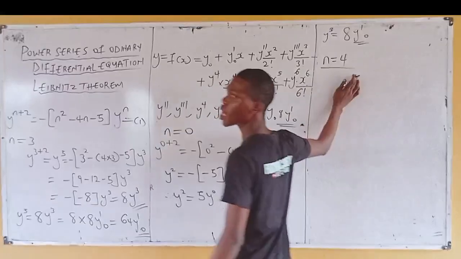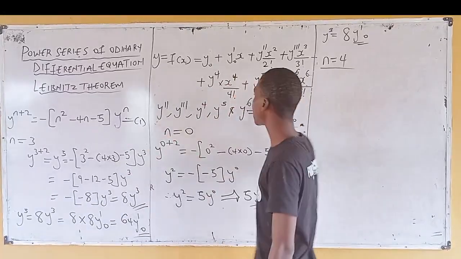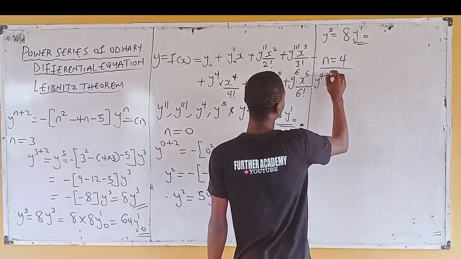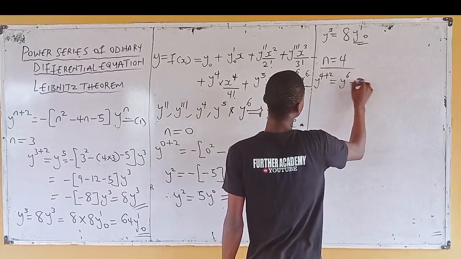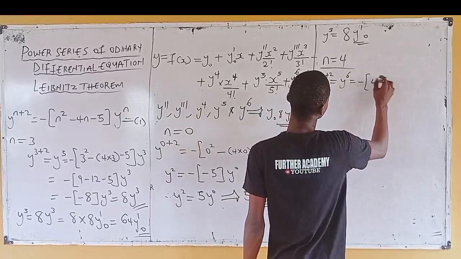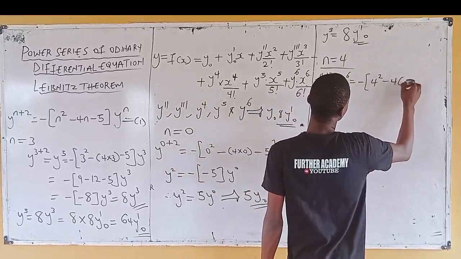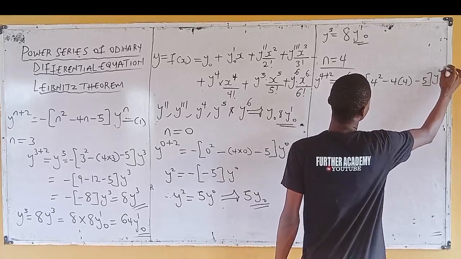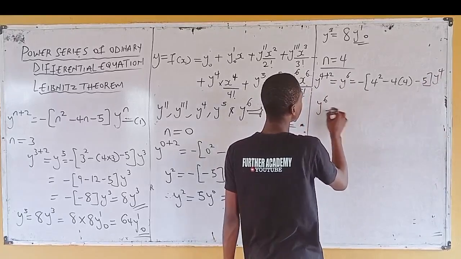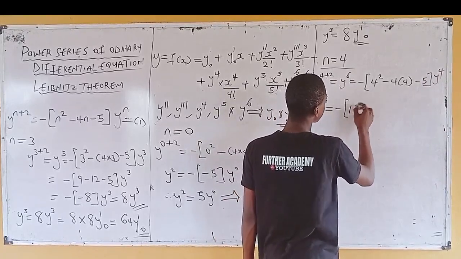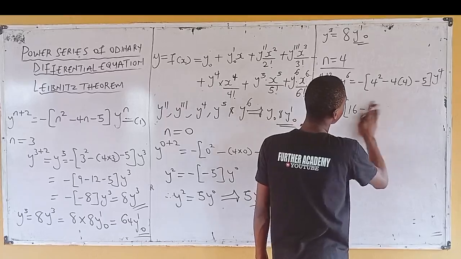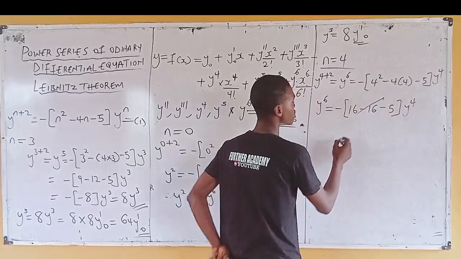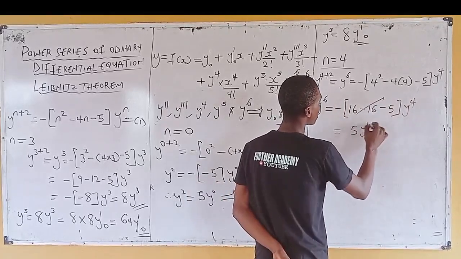Moving on, when n equals 4, anywhere you see n in your recurrence relation, substitute it as 4. So you have y to the power of 4 plus 2, which is y to the power of 6, equals negative into bracket 4 to the power of 2 minus 4 into bracket 4 minus 5, multiplying y to the power of 4. This becomes y to the power of 6 equals negative into bracket 16 minus 16 minus 5 multiplying y to the power of 4. This cancels out. I'm left with 5y to the power of 4, right?